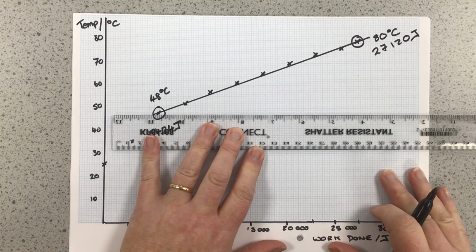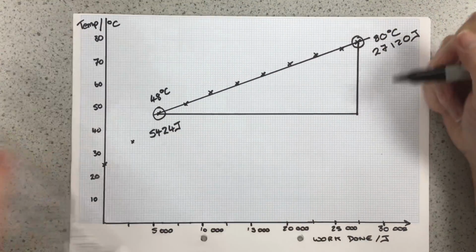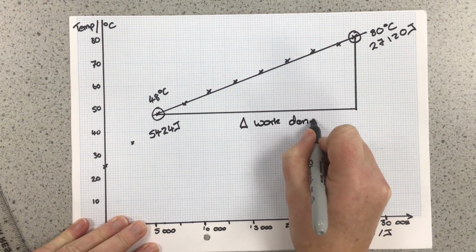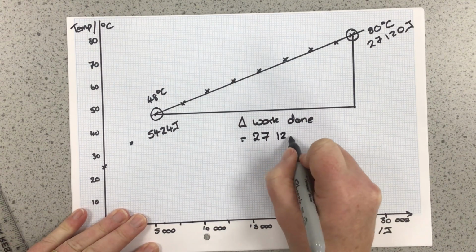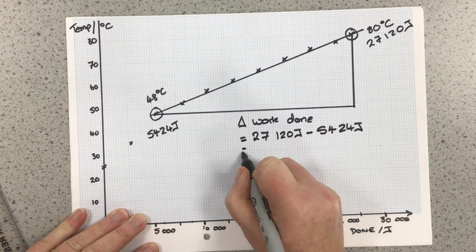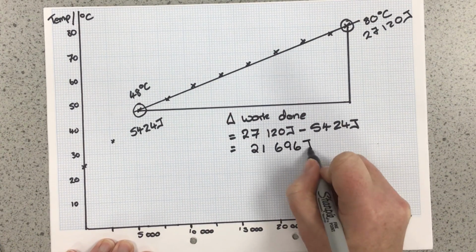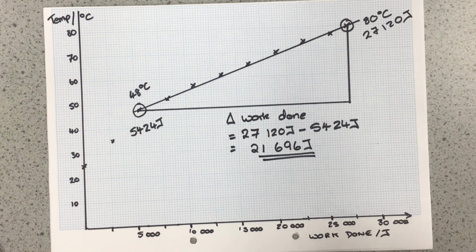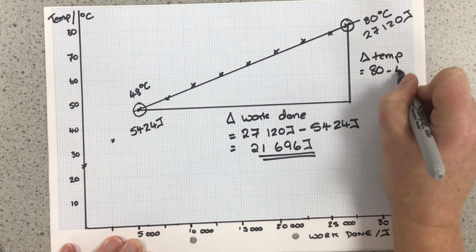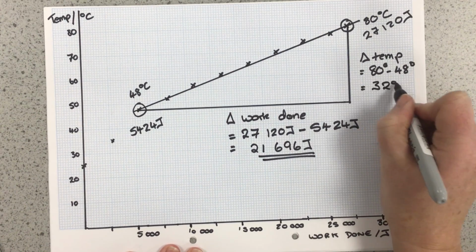So if I draw a triangle before these ones, all the way across here, and all the way up here, we can find the change in the work done, which is equal to 27,120 joules minus 5,424 joules. And this gives us a work done of 21,696 joules. And we can see the change in temperature. Well, the change in temperature is equal to 80 degrees minus 48 degrees. So this gives us a difference of 32 degrees Celsius.